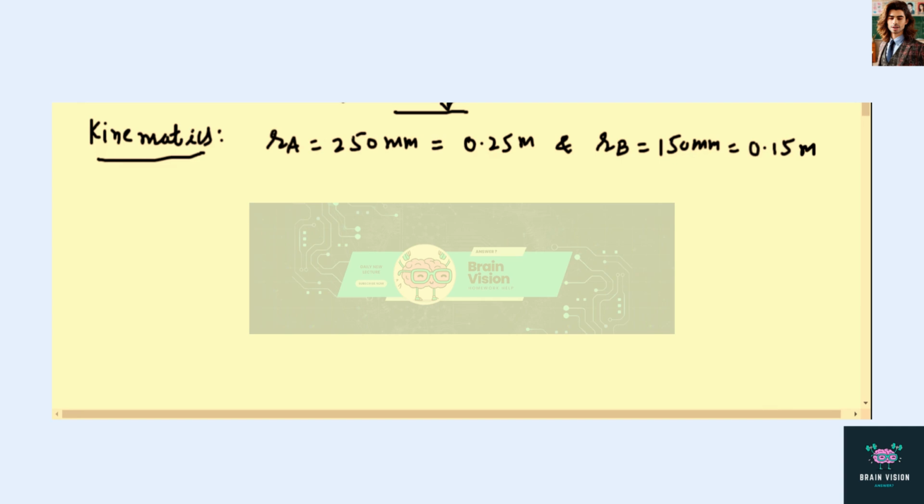Velocity of A will be Ra into omega c. That of B will be Rb into omega c. So we can say velocity of B is Rb upon Ra into velocity of A.